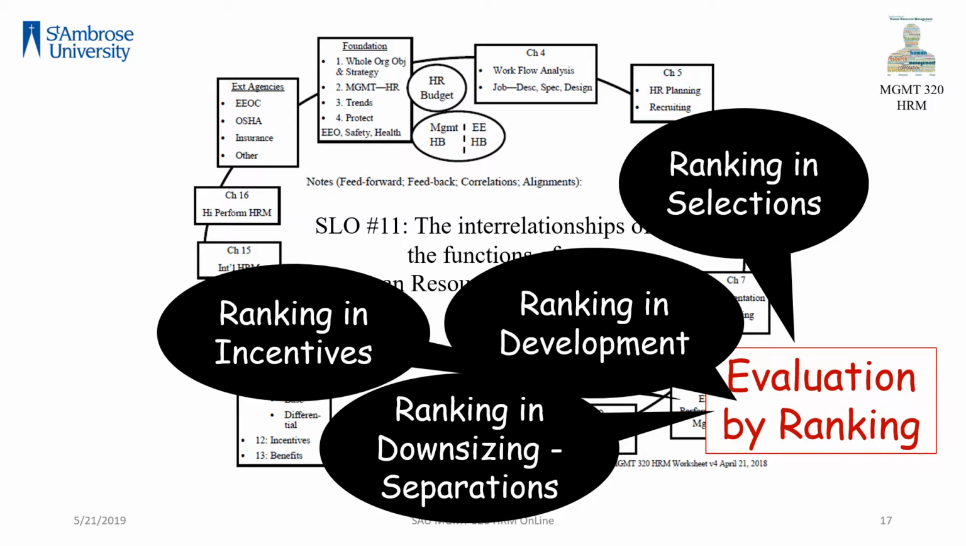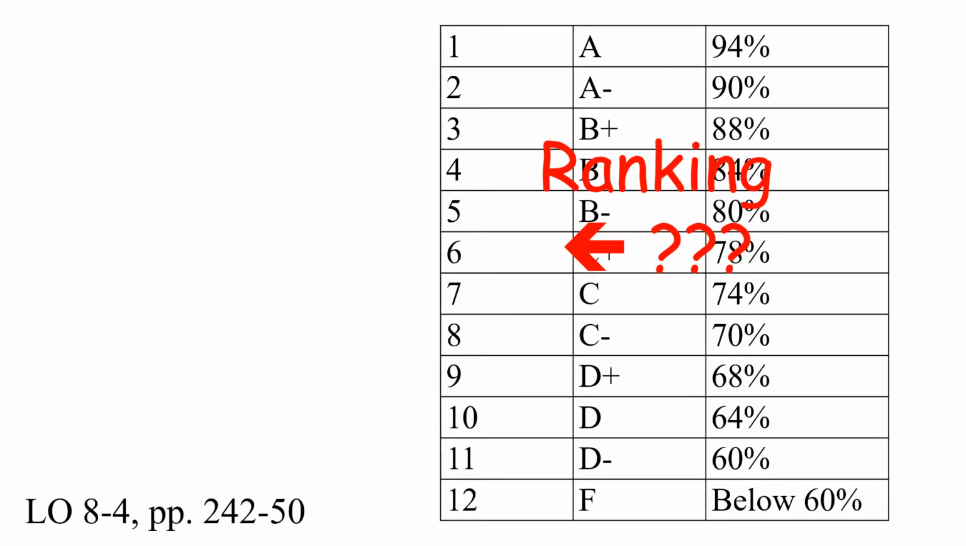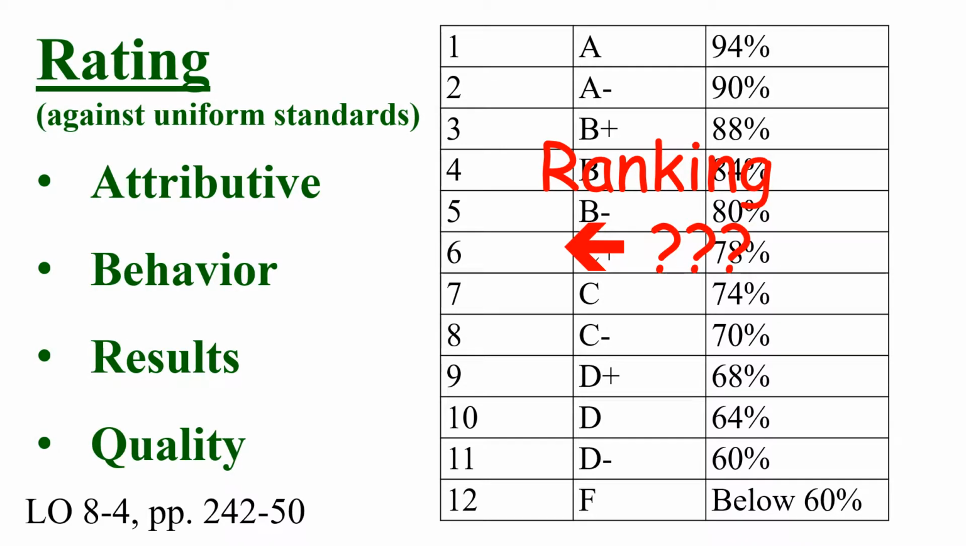So do think about ranking as one of your options. Maybe not always in performance evaluation, but it has utility in your human resources functions. Thought you'd like to know. So let's move along from ranking to our other options, which will be in rating against a uniform standard instead of against each employee. So off for now to rating evaluations for attributive behavior, results, and quality.